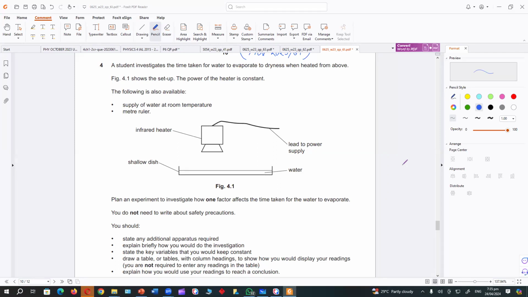Figure 4.1 shows the setup. The power of the heater is constant. The following is also available: water to evaporate to dryness when heated from above, a supply of water at room temperature, a meter rule. Plan an experiment to investigate how one factor affects the time taken.